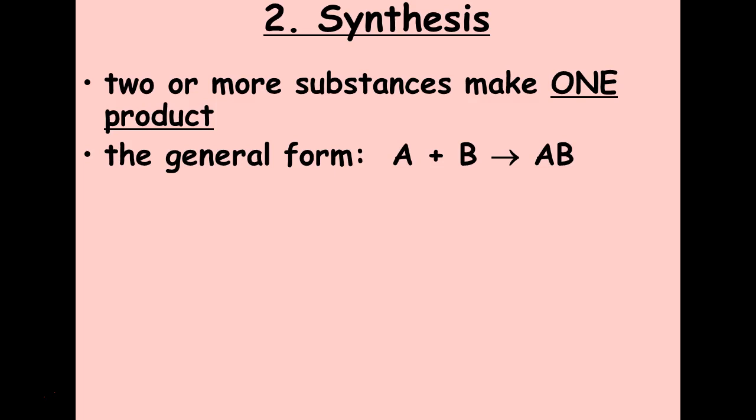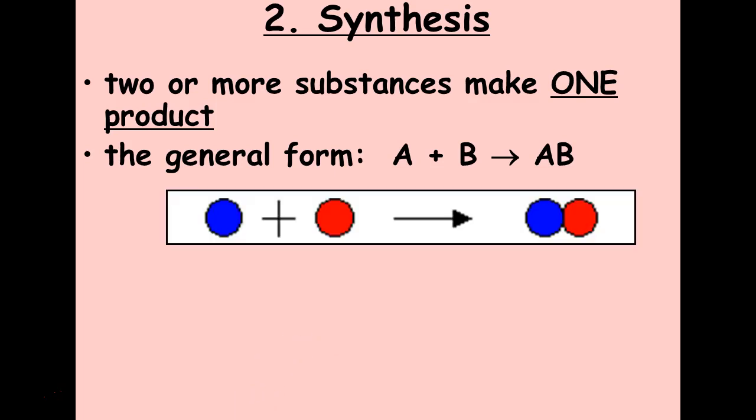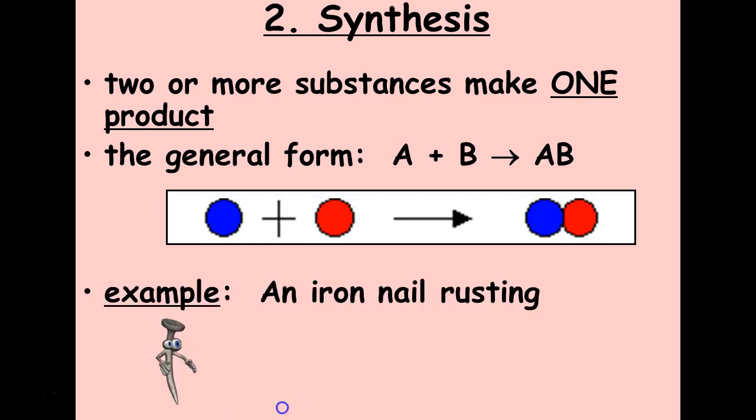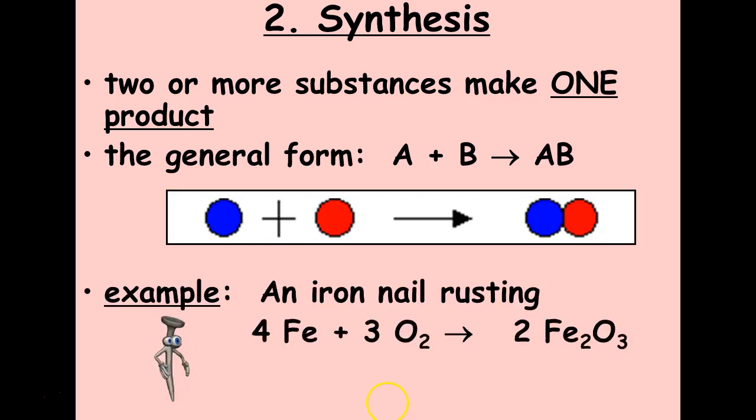And an example of this would be iron rusting. And that's 4Fe. Fe is iron. You do need to know that. Plus 3O2, which is 3 oxygens, yields Fe2O3. And if you notice, after the yield sign, Fe2O3 is all one unit. They can't be separated. There's no plus sign in between them. They're all together.